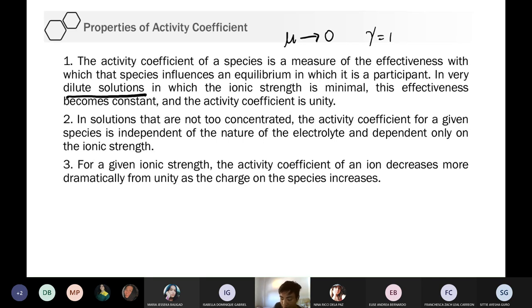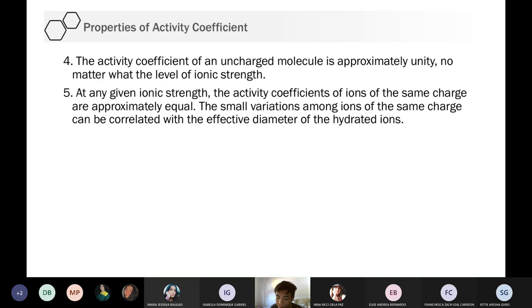So ibig sabihin yan, kapag lumalaki yung charge, the activity coefficient gamma decreases more from unity. So it becomes less than 1. Kapag lumalaki na yung charge ng ating ions, yung gamma natin nagiging less than 1, or it decreases from unity. So that means it affects the equilibrium na. When we have gamma less than 1, equilibrium shifts. Nagbabago na yung equilibrium.